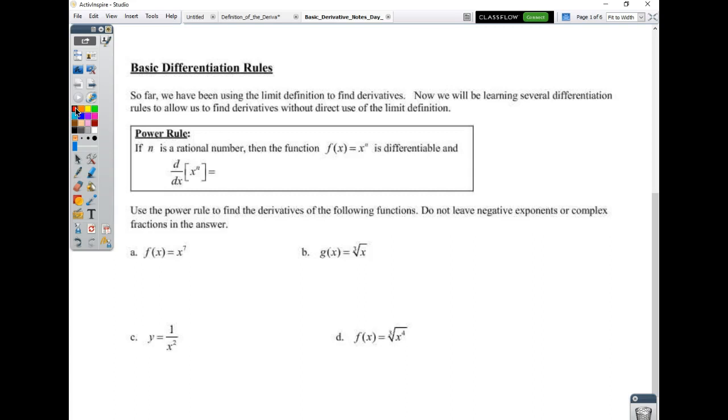Of course, we could simplify that a little bit, you see, because if it's just x to the nth power, that n becomes a multiple of the x. And then the power simply reduces by 1. You see, instead of having to do x plus h to the 7th power minus x to the 7th power all over h and all that stuff, I can just say that the f prime here is equal to 7x to the 6th.